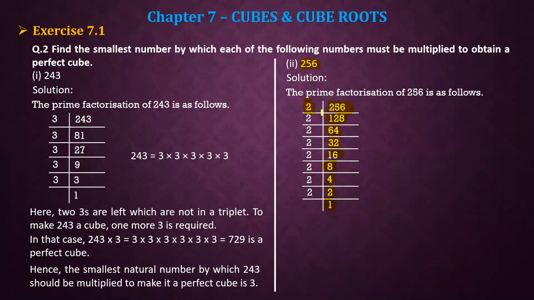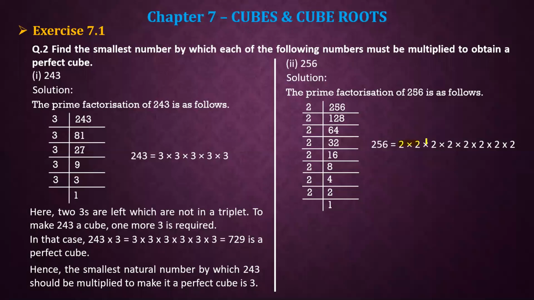If we take the proper multiplication of those prime factors, we are going to write it like this: 256 equals 2 into 2 into 2 into 2 into 2 into 2 into 2 into 2. So 8 times that 2 is there. If we count it very carefully, how many 2s are there? Total 8 2s are there. And now we have to divide them into triplets.